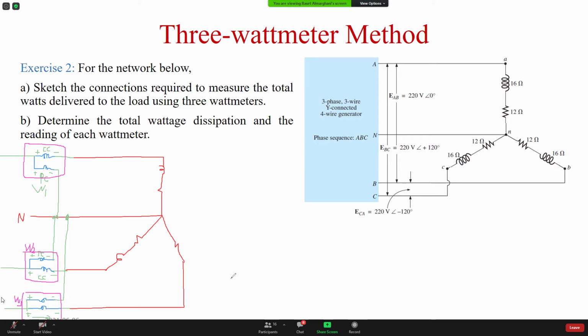So 3 watt meters, each one of them will measure the power in one phase. Okay. Now there is another way, like the lab connection. It's going to be like this. Okay. So I'm going to do the same circuit.